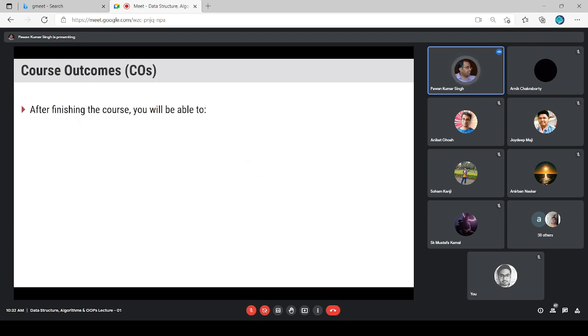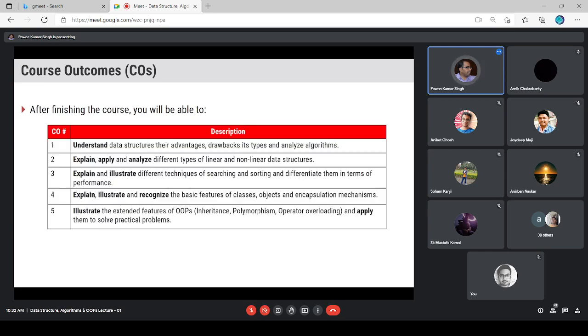I have mailed the COs, the course outcomes of this subject. For your understanding, I have once again given, there are 5 COs in this subject. For the first CO, we are having just the data structure definitions, the advantages, drawbacks, types, and analysis of the algorithms. For the CO2, we are having the explanation, application, and analysis of the linear and non-linear data structure, which will be coming in the next lecture. The details of the linear and non-linear data structure.